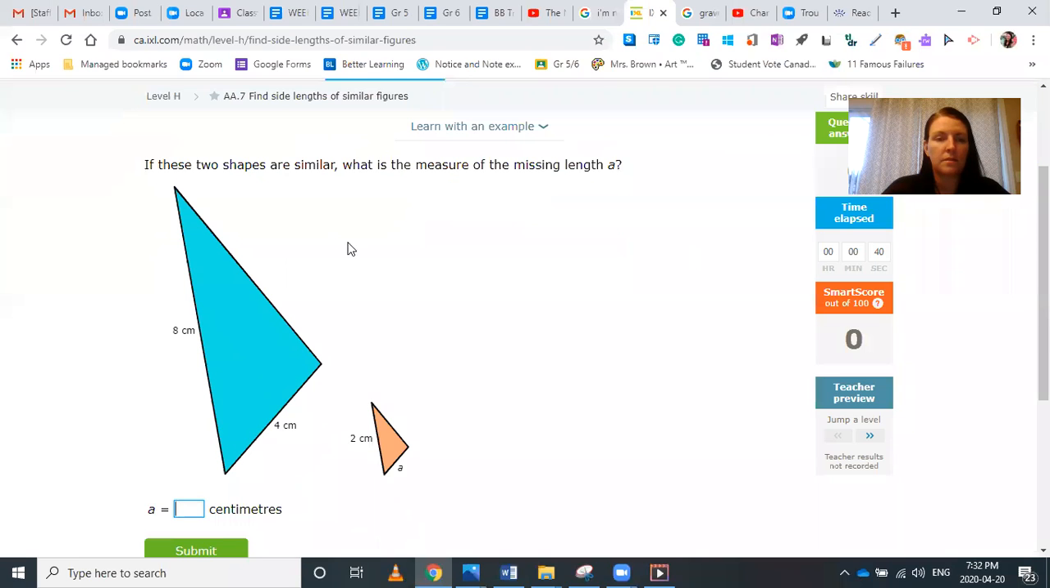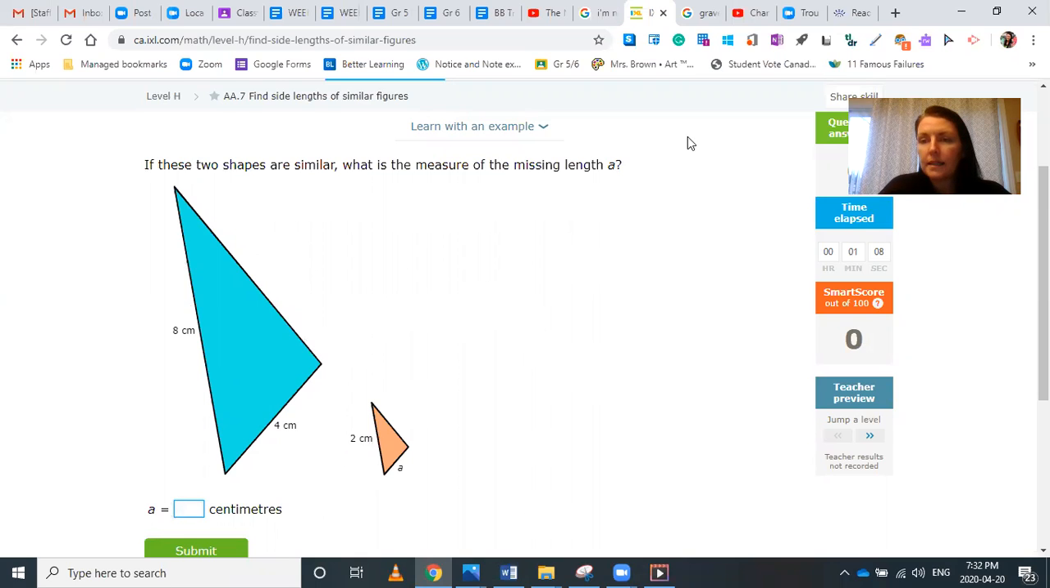Let's look at these two shapes. If these two shapes are similar, what is the measure of the missing length A? We've got similar triangles. That means it's the same number of sides and all the angles are equal, and so the sides will be in proportion. What that means is you can use proportion to find out the missing side.